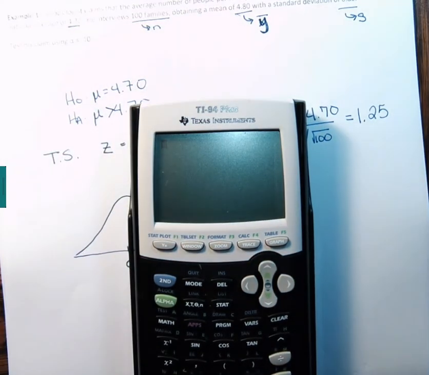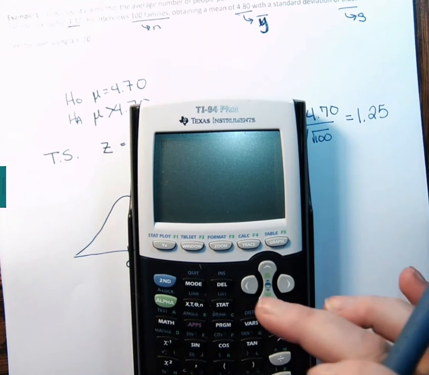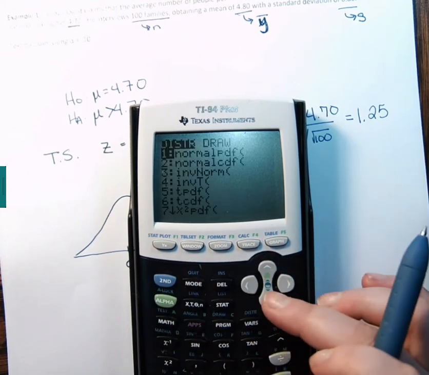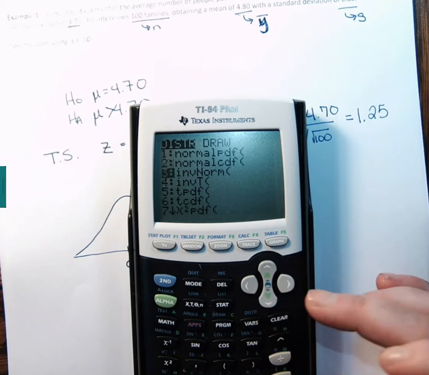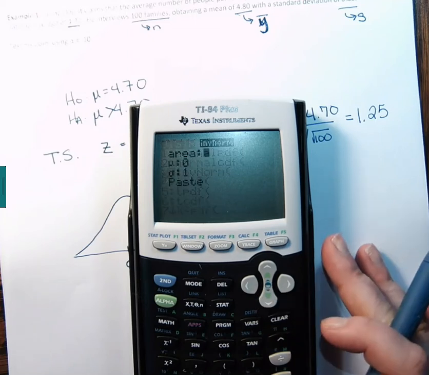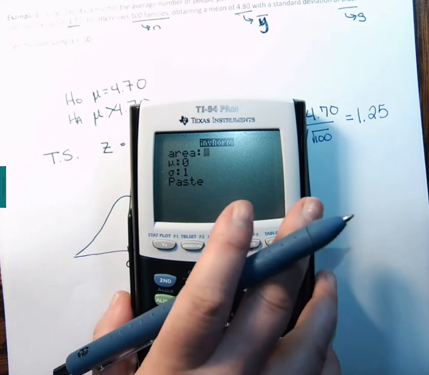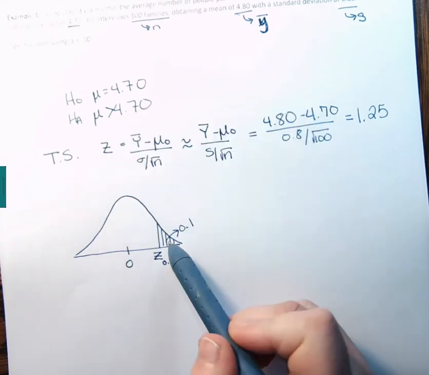Get a little more light in here. So if we go to 2nd Vars, which will give us the distribution, what we're going to look for is the invNorm function. Now remember, your calculator requires the area to the left.